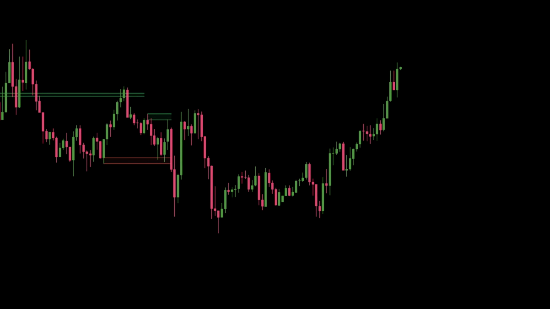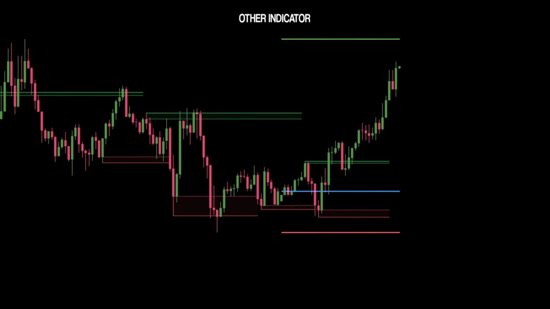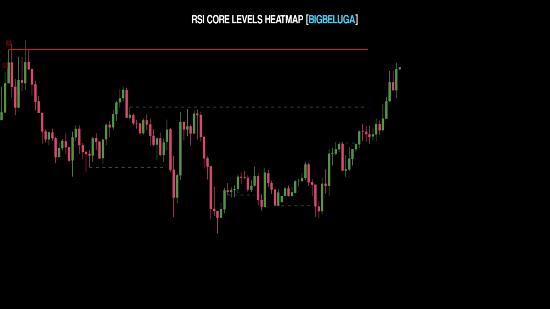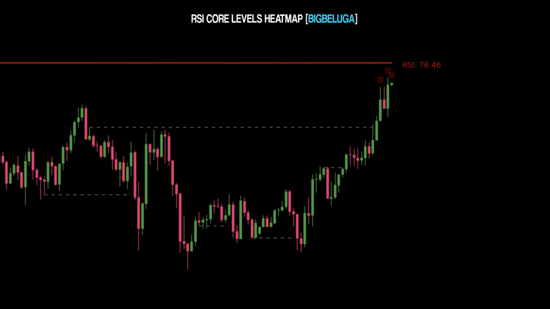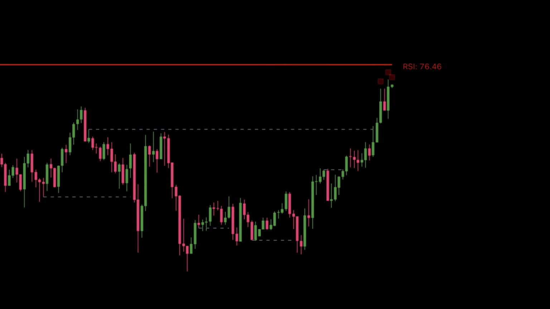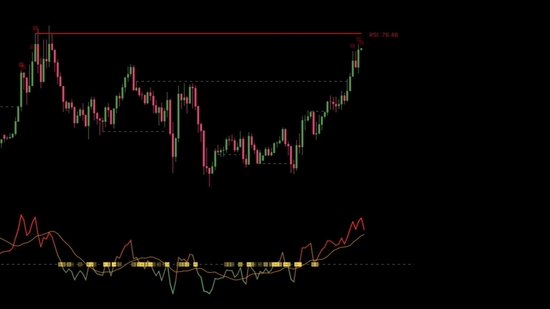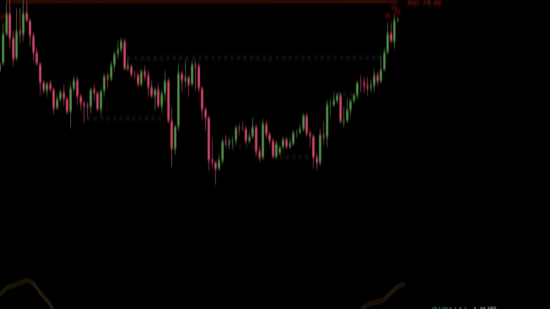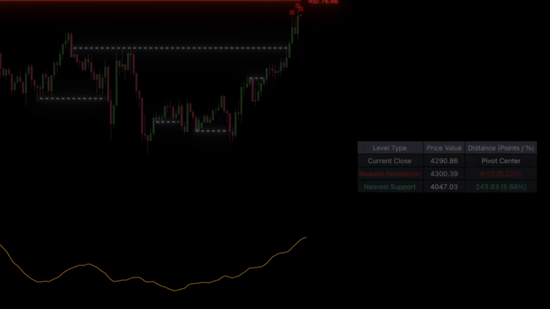Most support and resistance tools draw a line at every swing and leave it there forever. This one only draws a level when momentum actually turned, then grades how hard that turn was. 3 things on screen, that's all of it. Under the chart, RSI and a signal line. On the chart, levels with a number attached. In the corner, a table.